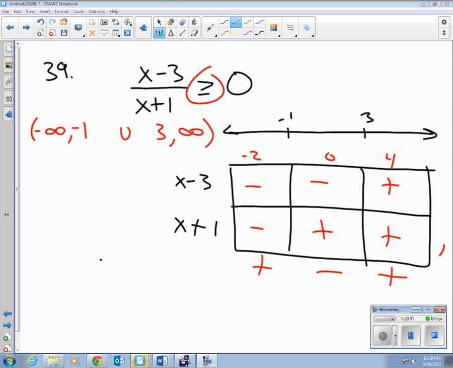Now, you would like to put brackets, right? So we can bracket the 3 because the 3 would give you 0 in the numerator, not 0 in the denominator. But negative 1 gives you 0 in the denominator, so you have to have the parentheses. If you do that on the test, you don't get that, I take a half a point off. Sorry. Okay? Got to have that parenthesis.